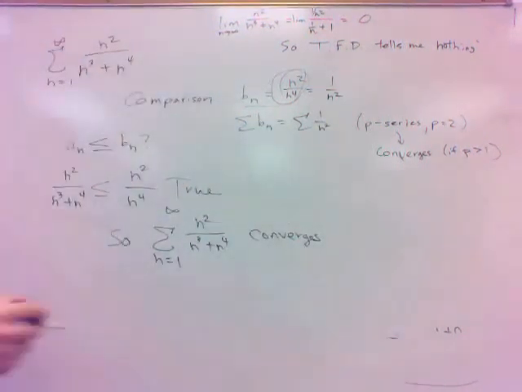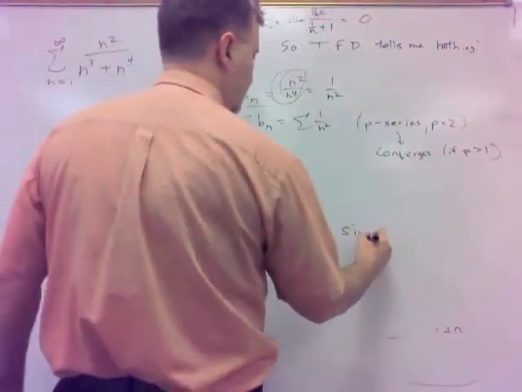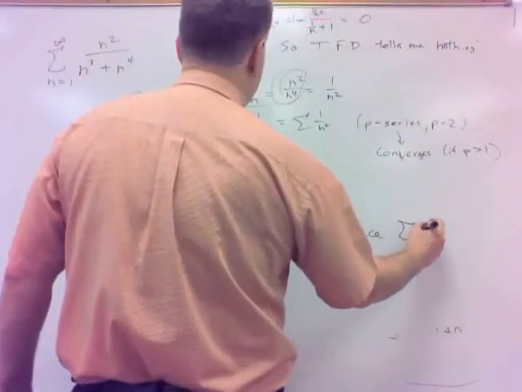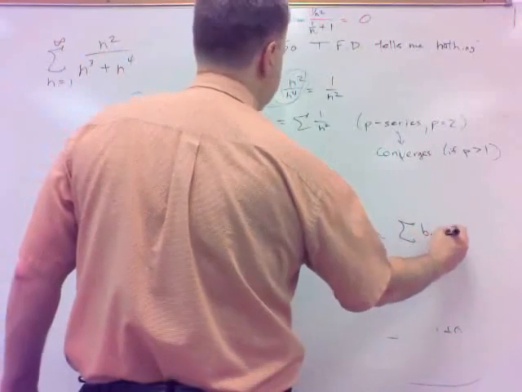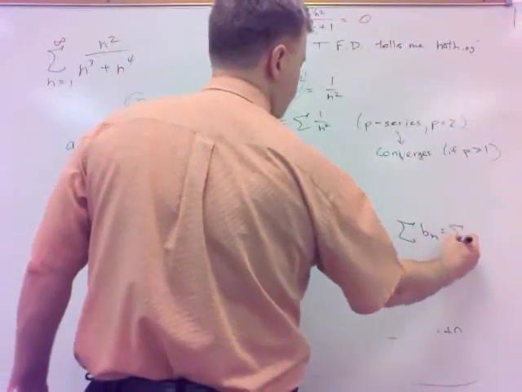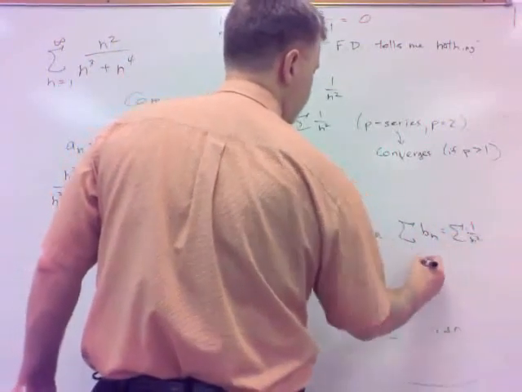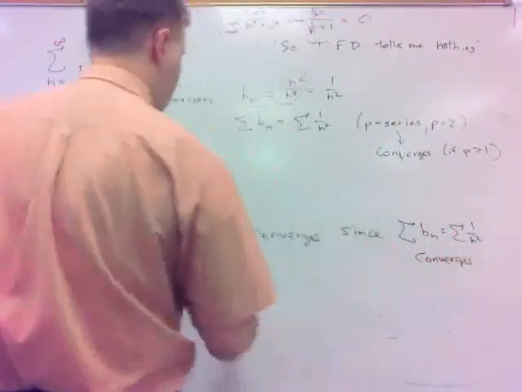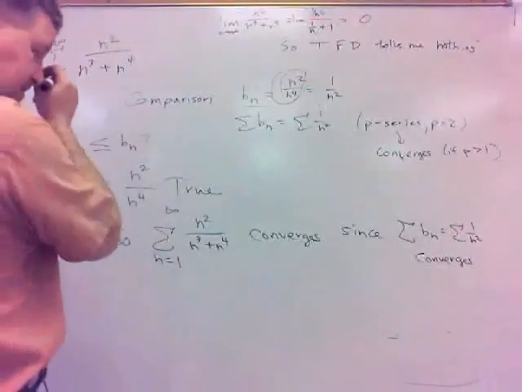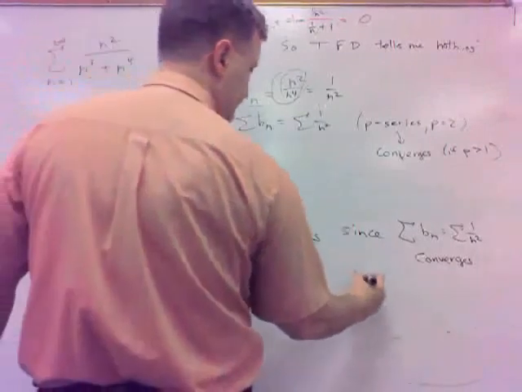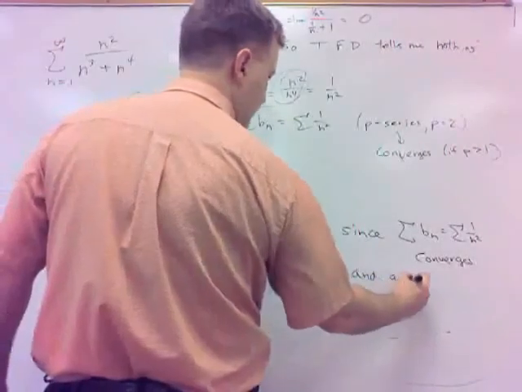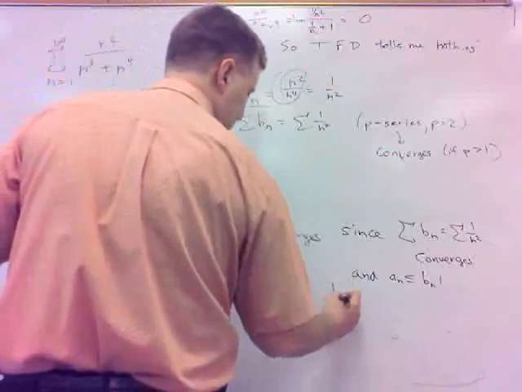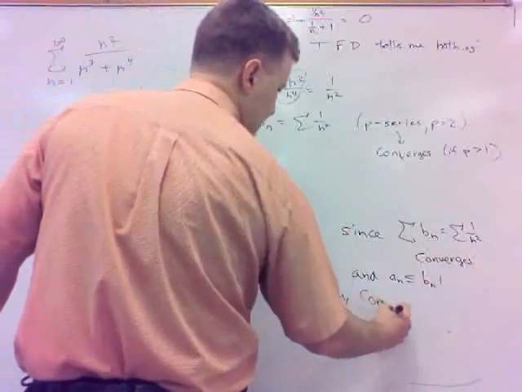You might say it something like this: since my B sub n converges, and each A sub n is less than that, and that's by comparison test, CT.